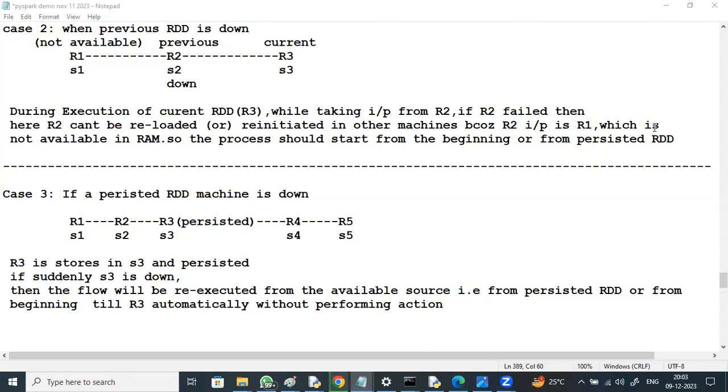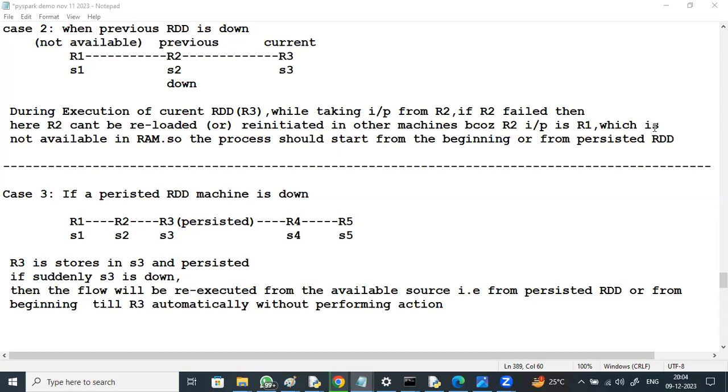This automatic flow execution happens only for the persisted RDD. And if the current RDD machine is down also, it will take the previous output and compute, but it will only compute the previous step and this one. But if there is a very big flow, that won't be the case. See, if our persisted RDD machine is down and if a normal RDD machine is down, see the difference.